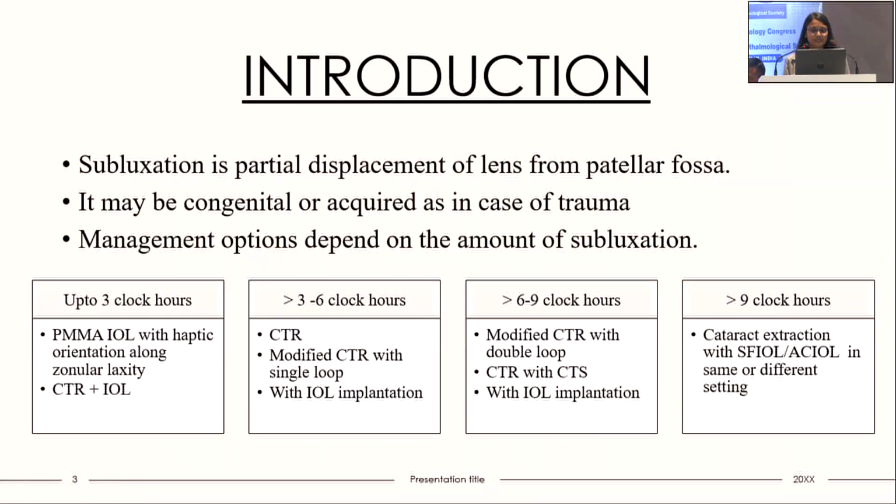Subluxation is partial displacement of the lens from the patellar fossa. It could be congenital or acquired, as in case of trauma. Management depends upon the amount of subluxation.